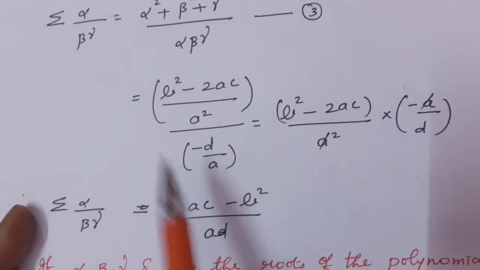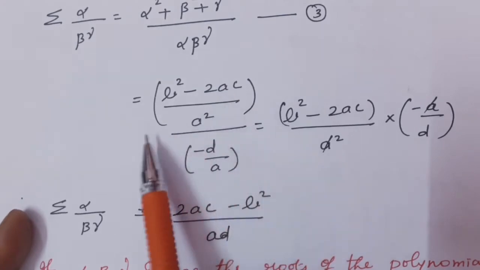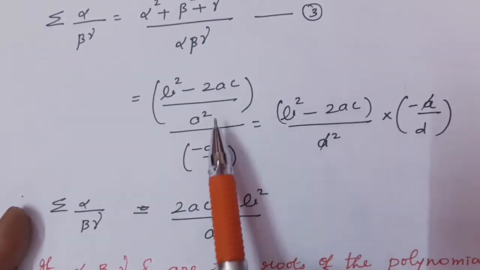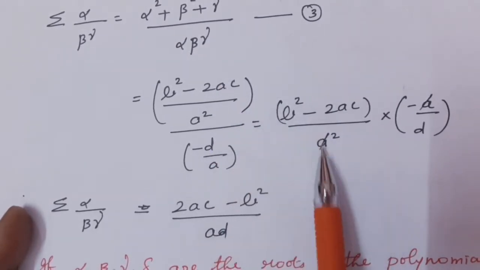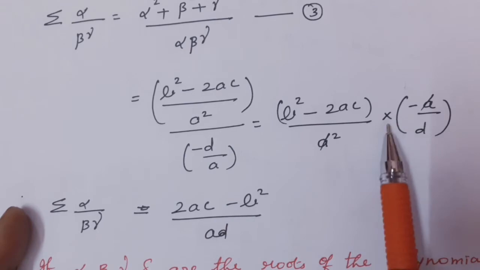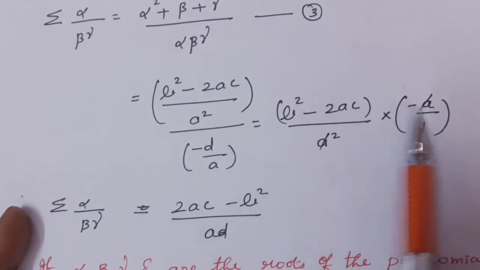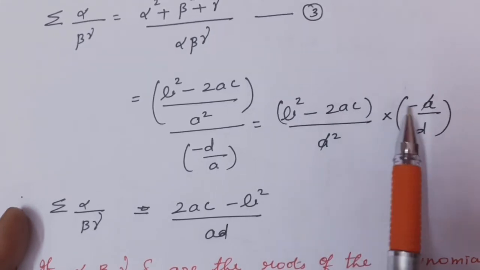Go through that sum. So you substitute the value: b square minus 2ac by a square, and alpha beta gamma value is minus d by a. Just cross multiply. This is the numerator, this is the denominator. So numerator write as itself, denominator just a cross multiplication, minus a by d. See, a cancelled. Balance is multiplied with the minus sign, so b square becomes minus b square, minus 2ac becomes plus 2ac.